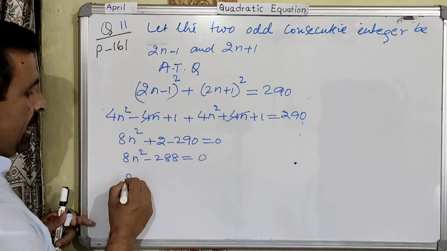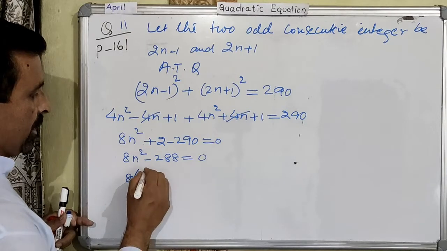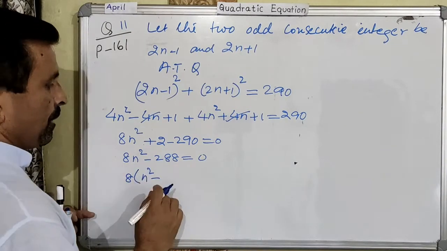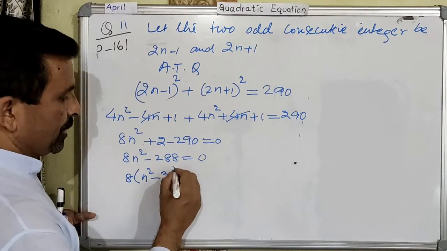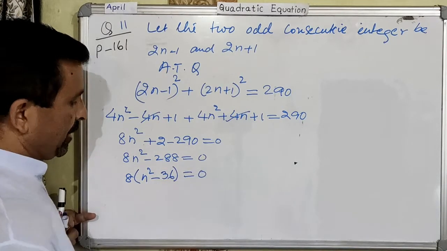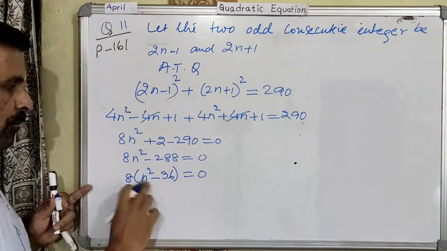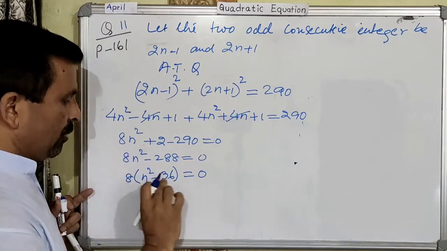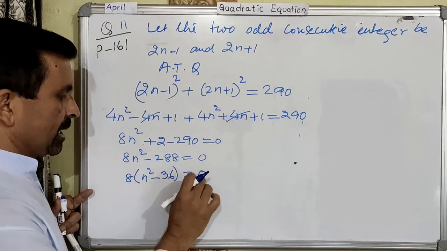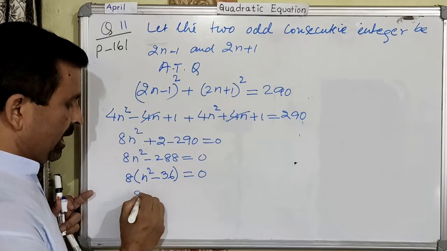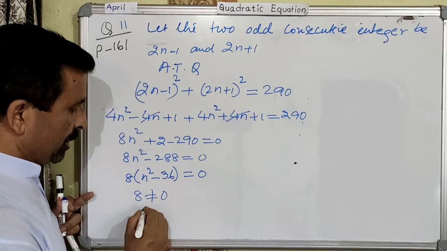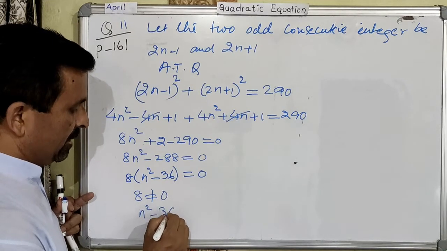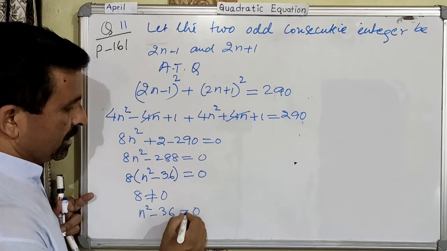Common factor method, 8 is the common factor out, so 8 times n square minus, now 8 times 3 is 24 and 8 times 6 is 48. This is what remains inside the bracket. Now you got the two factors of this expression. Now when the product of these two factors is 0, 8 is a number, so 8 can never be equal to 0. That means your other possibility is n square minus 36 is equal to 0.